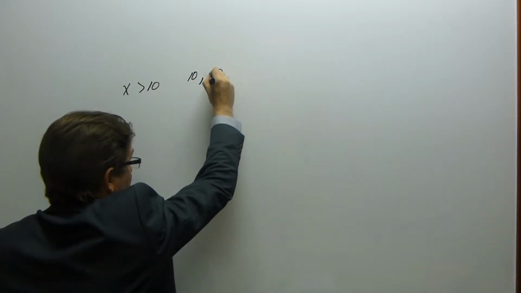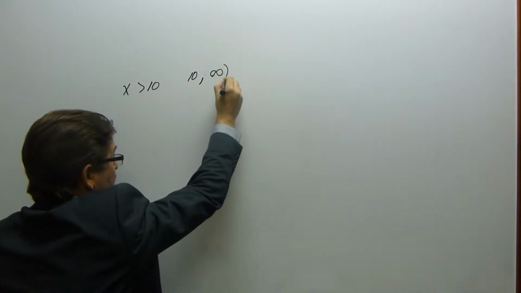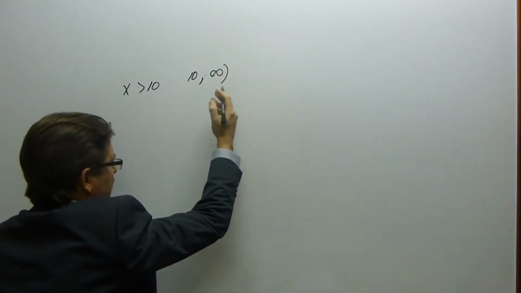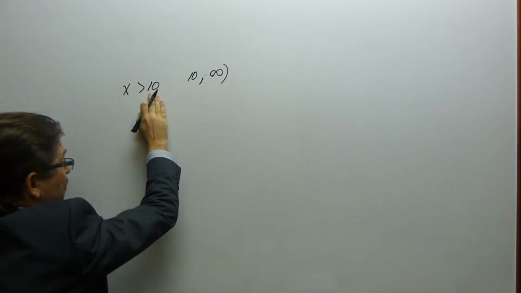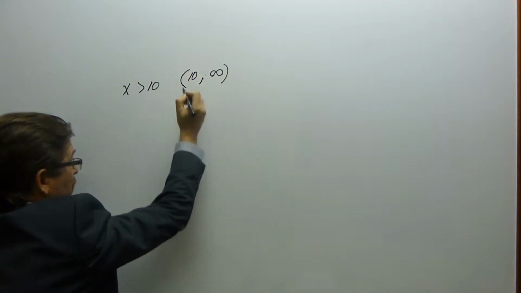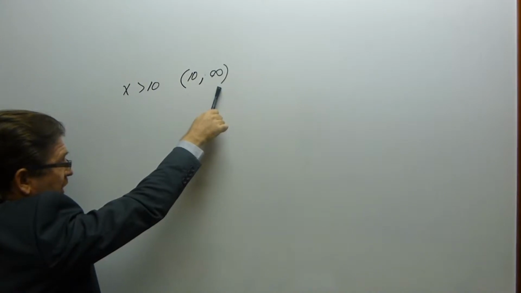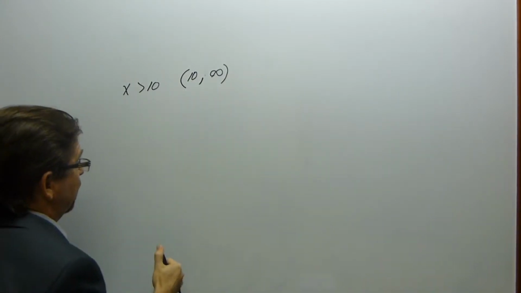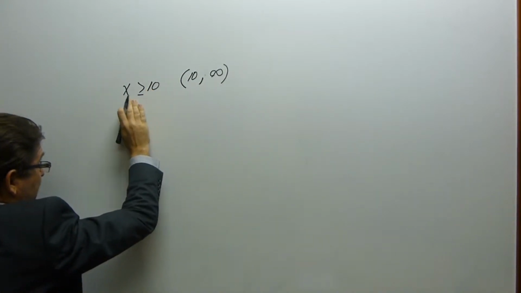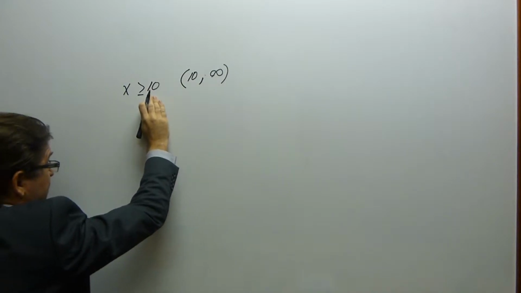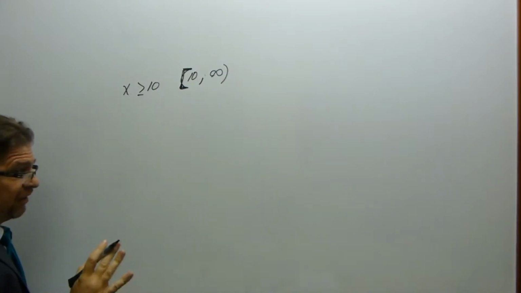Now because we can't actually reach infinity, we're always going to use the soft curved parentheses. We're not actually including 10 either, so we're going to put the curved ones on 10 as well. We always use curved with infinity or negative infinity. Now if I had x is greater than or equal to 10, then I would use a square bracket, because we're actually including 10 in that case.